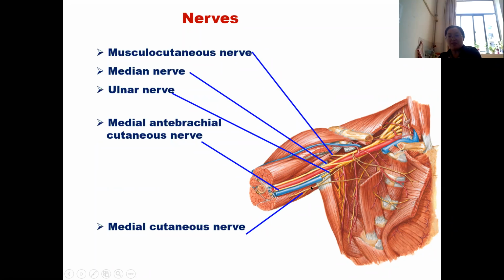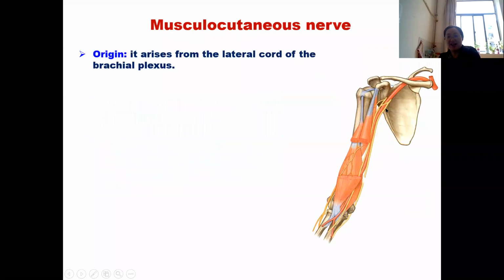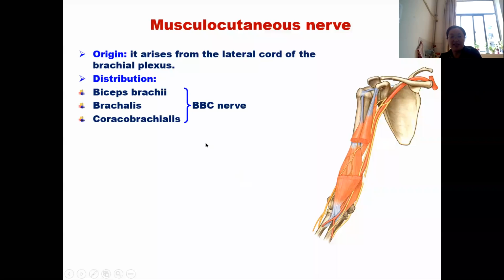BBC muscles are supplied by the musculocutaneous nerve. Okay, so here again I show you the musculocutaneous nerve. The musculocutaneous nerve is given by the lateral cord of the brachial plexus and supplies these 3 muscles. After that, it travels into the lateral part of the antebrachial region. Okay, BBC.